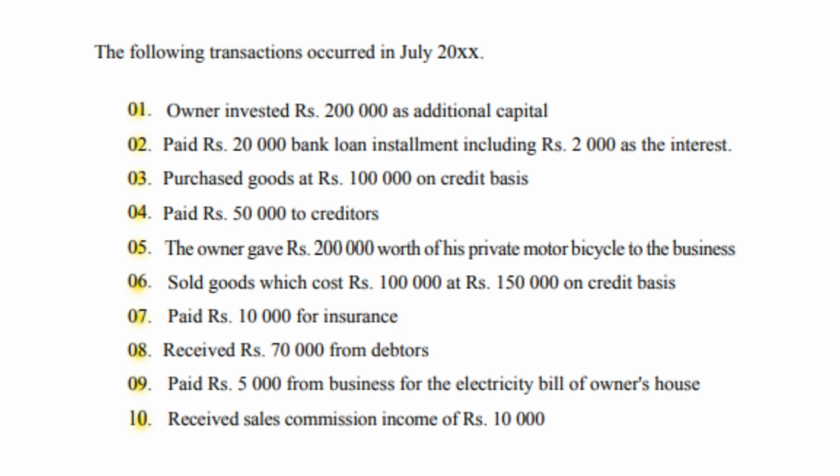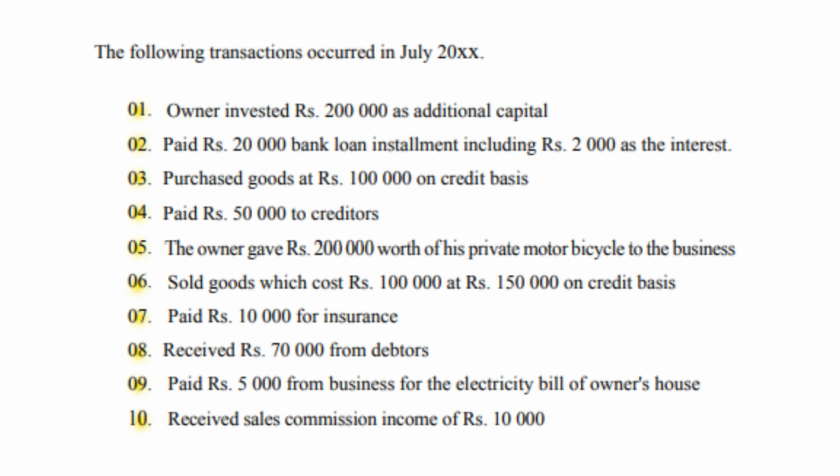Owner invested rupees 200,000 as additional capital. Paid rupees 20,000 bank loan installment including rupees 2,000 as the interest. Purchased goods at rupees 100,000 on credit basis. Paid rupees 50,000 to creditors. The owner gave rupees 200,000 worth of his private motor bicycle to the business. Sold goods which cost rupees 100,000 at rupees 150,000 on credit basis.